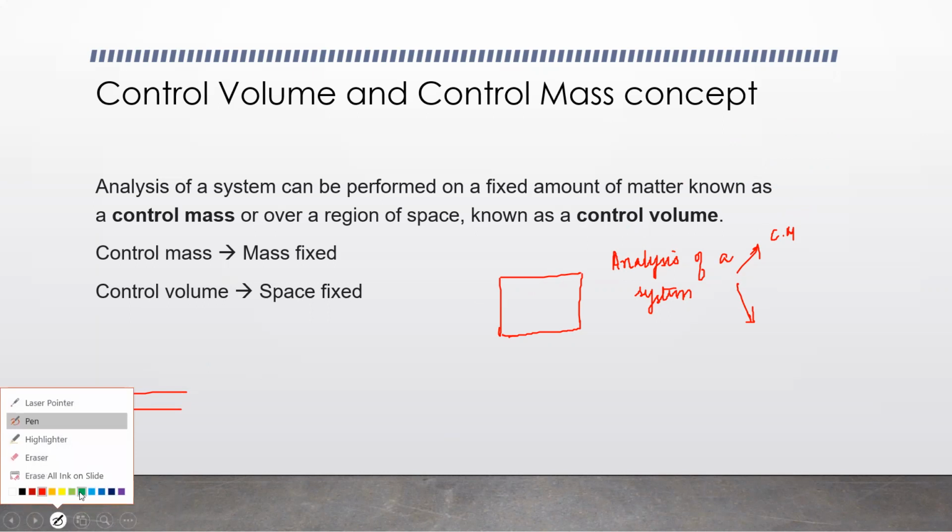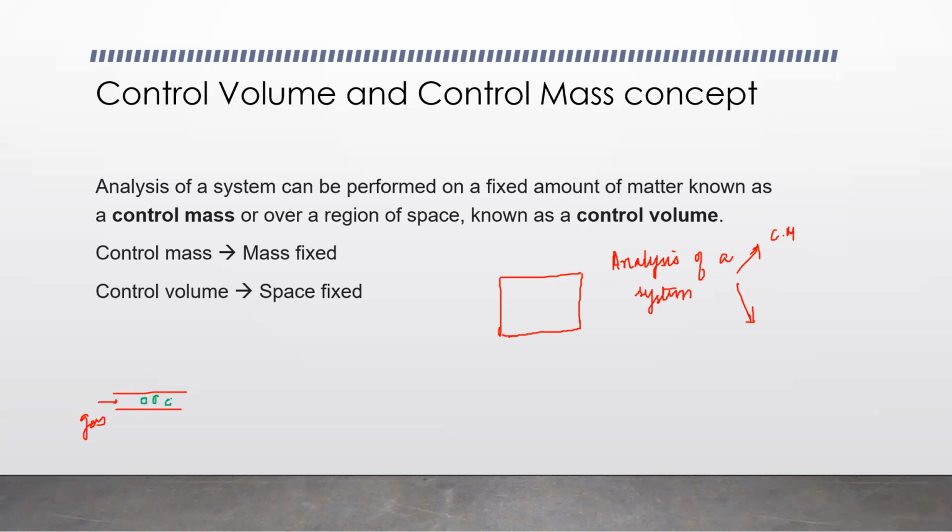Now let's say in this gas, I'm selecting these three molecules. All right. These three molecules are a part of my control mass approach. Wherever these three molecules are going to go, we are going to track these three molecules and we are going to deal with our calculations.